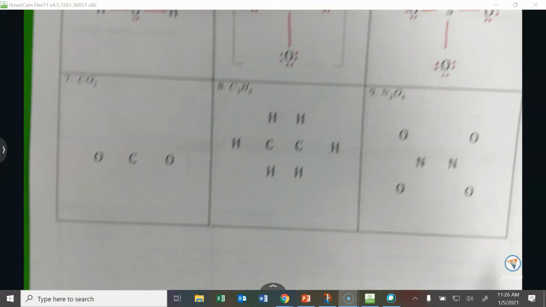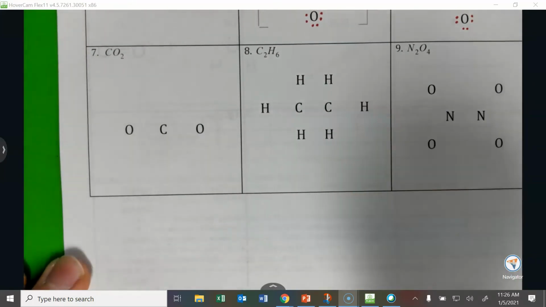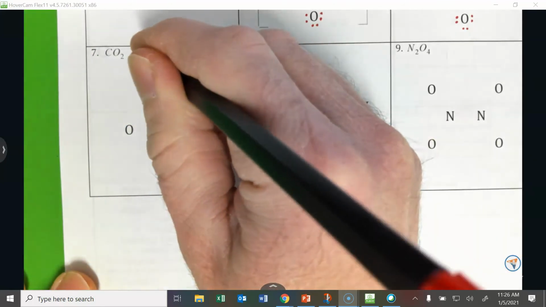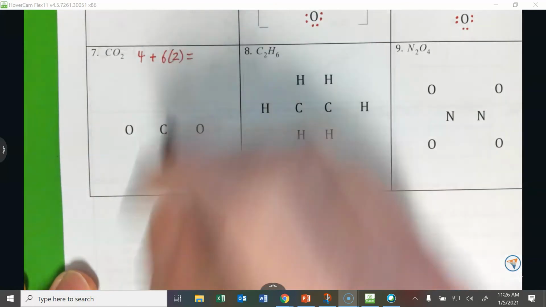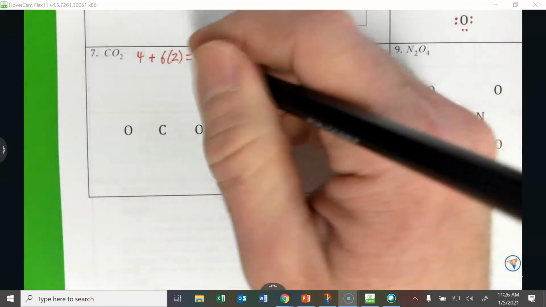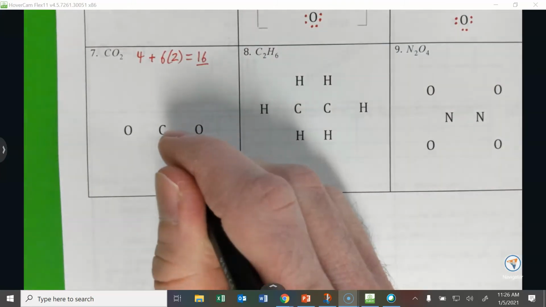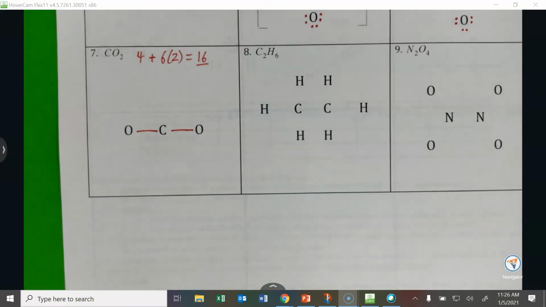Okay, moving on to CO2, number 7. We've got 4 valence electrons for carbon plus 6 for each oxygen. We're going to double that because of the subscript of 2. So 12 plus 4 is 16. I've got 16 valence electrons that I get to work with. So I'm going to put 2, 4. Now my skeleton is finished.